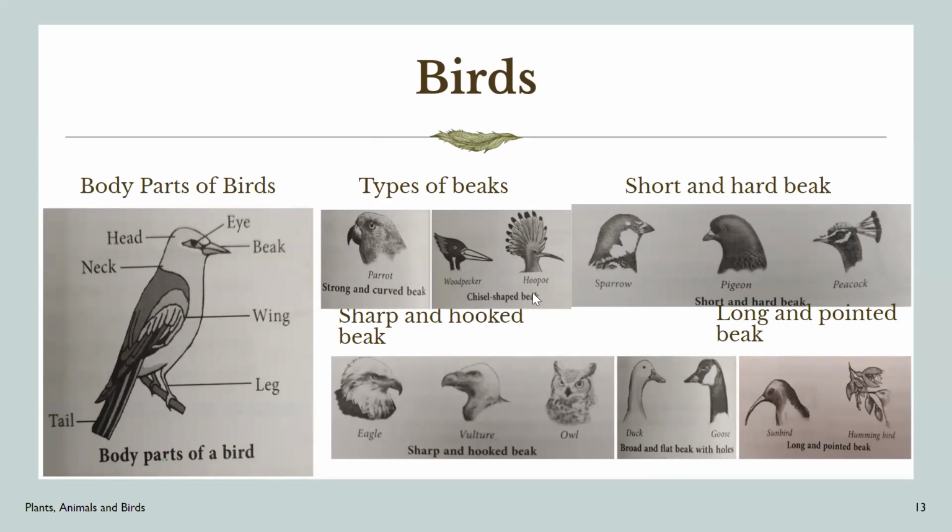Then we have chisel shaped beak. There are some birds such as woodpecker. They have strong and chisel shaped beak. Now, what does a woodpecker do? It cuts the wood and eats it. They also make holes into hard tree trunks. What do they eat? They eat insects. They eat the insects on the trees. So they make a hole on the trees. They take out the insect with their beak and they eat it up.